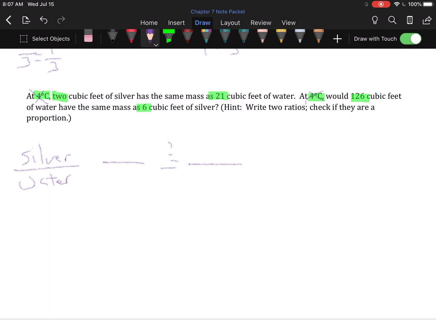So my first ratio is going to be 2 cubic feet of silver is the same as 21 cubic feet of water. The second ratio has 126 cubic feet of water, so that's actually the bottom, being compared to 6 cubic feet of silver. Now we have to simplify to check if they're the same. 2/21 does not simplify. It is 2/21.